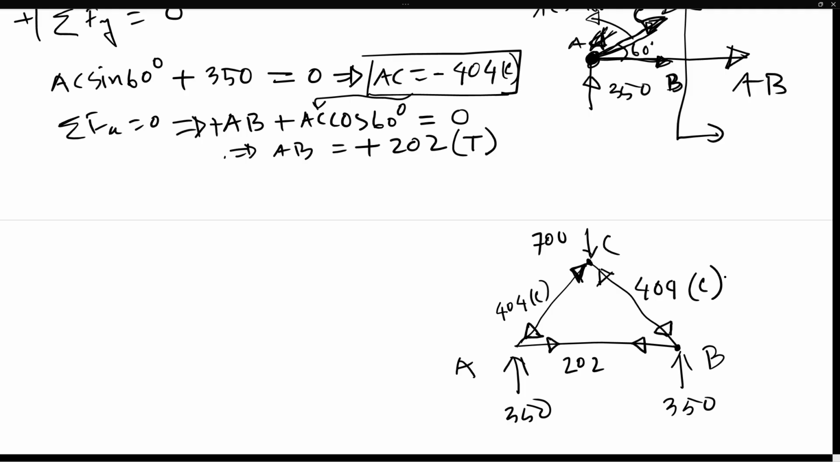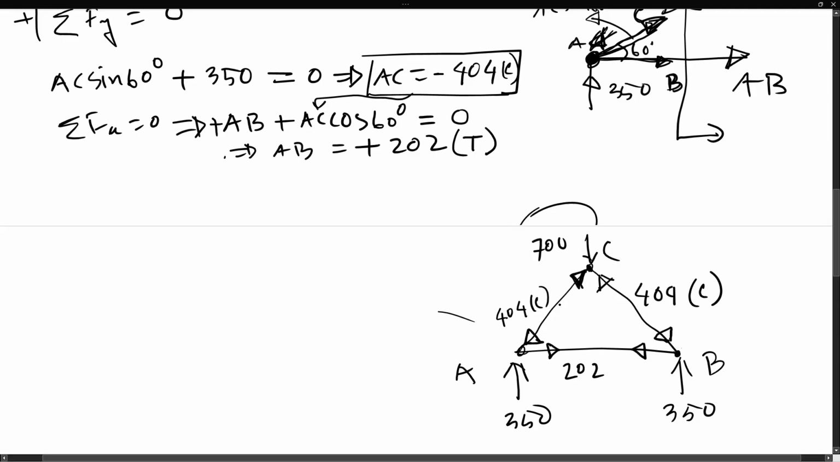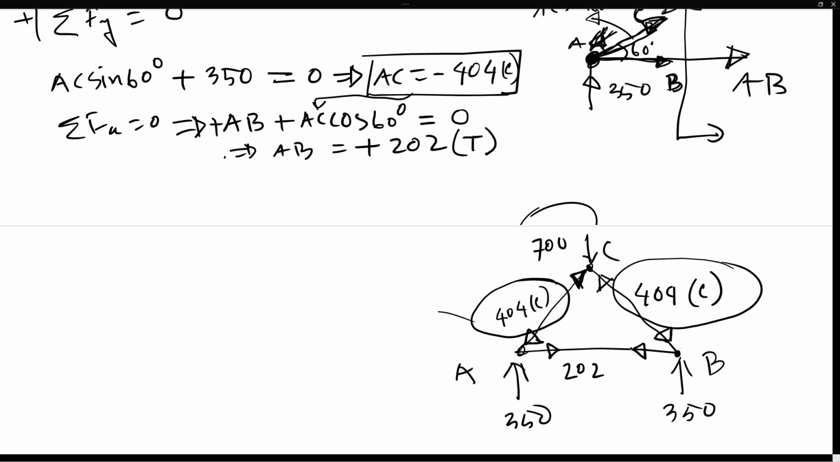So simply, first you find the reaction at each point, and then you look at each of these different joints, or simply cut and just keep only one joint to do the analysis, and that basically completes this analysis. So out of this 700 pound force, the AC member will carry 404, BC member will carry 404, and it is in compression, and then AB member will be in tension, but it will only carry 202.